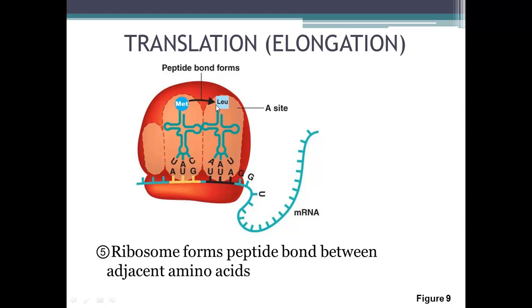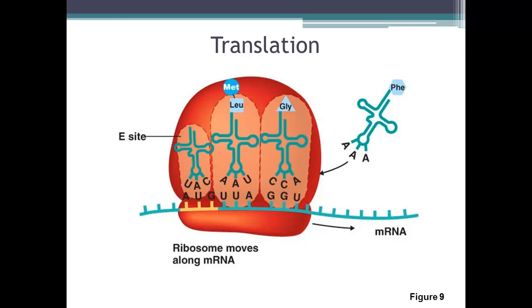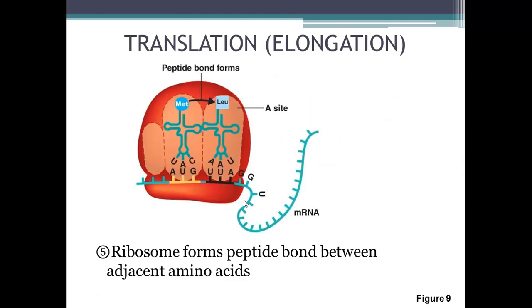Now methionine and leucine are going to form a peptide bond between them. So the ribosome is going to form a peptide bond between the adjacent amino acids. So now they're going to be holding hands. Okay? So now they're holding hands. Now we need to move on to the next codon. So if you see here, we have nowhere to move.